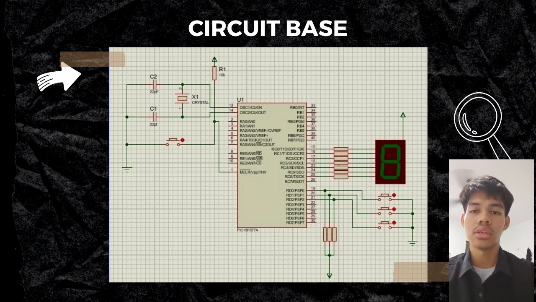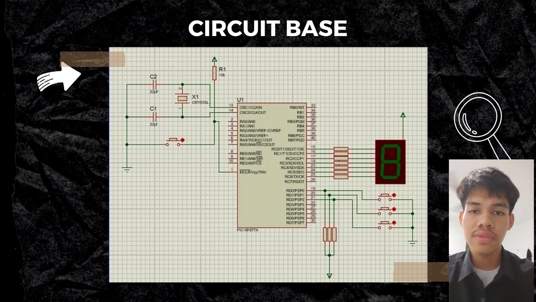First, pins 13 and 14 connect to the crystal, and connect to capacitors C1 and C2, and connect to ground. Pin 1 connects to resistor and power and switch button and ground.